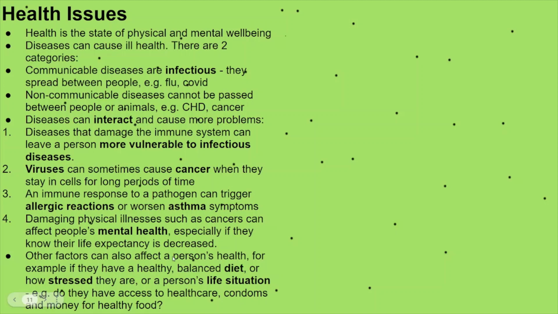And the factors that affect a person's health. Now, the main factors are the healthy, balanced diet and exercise, so your physical fitness. Again, that's going to protect you from a lot of things. We'll look at that in a minute. How stressed a person is, because you may well know that stress can cause many complications, especially if you're regularly feeling very stressed. Or a person's life situation. So, for example, can they access healthy food? Can they access condoms to prevent STDs?